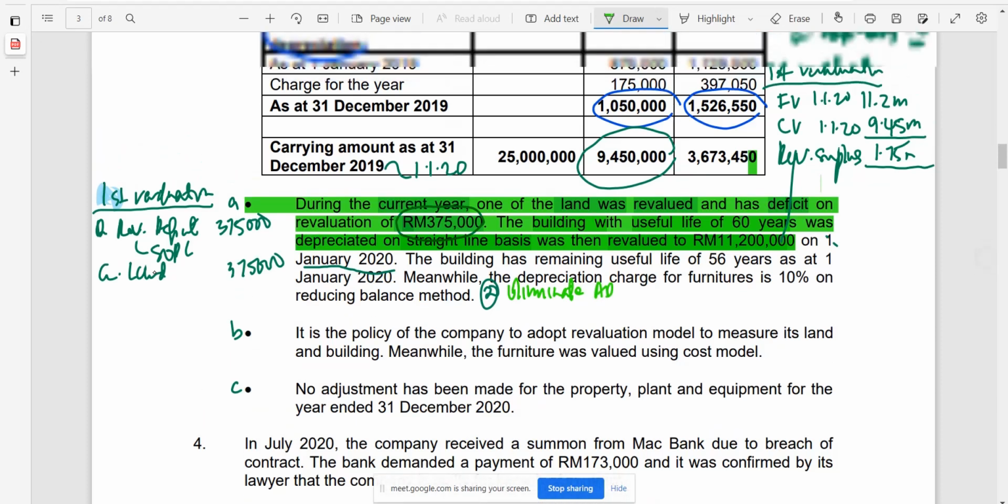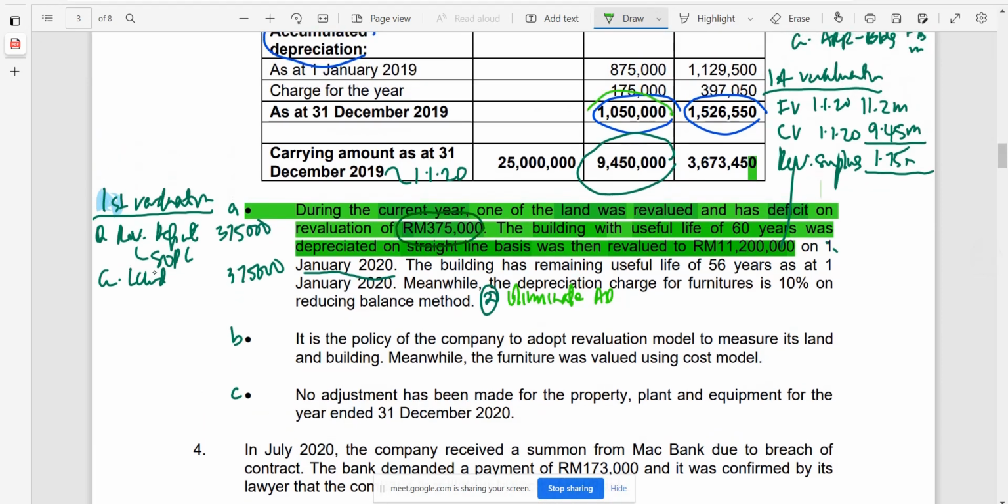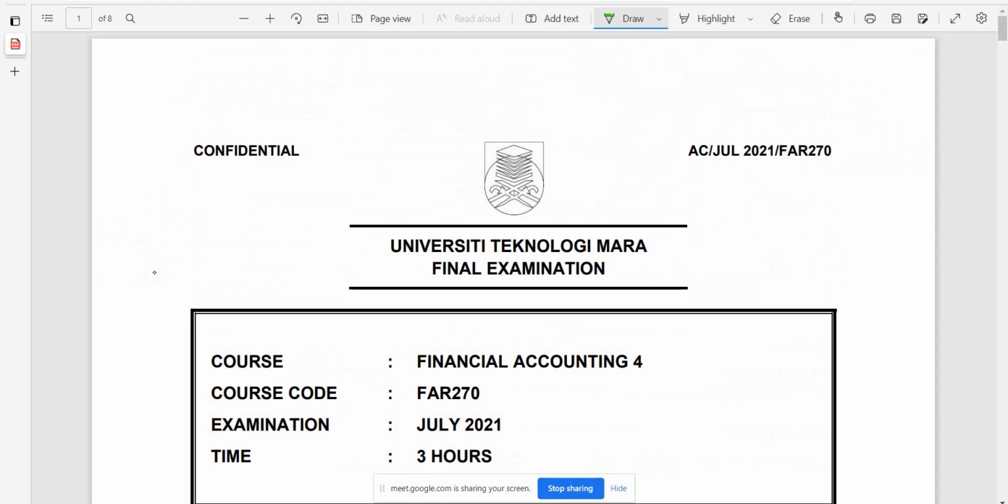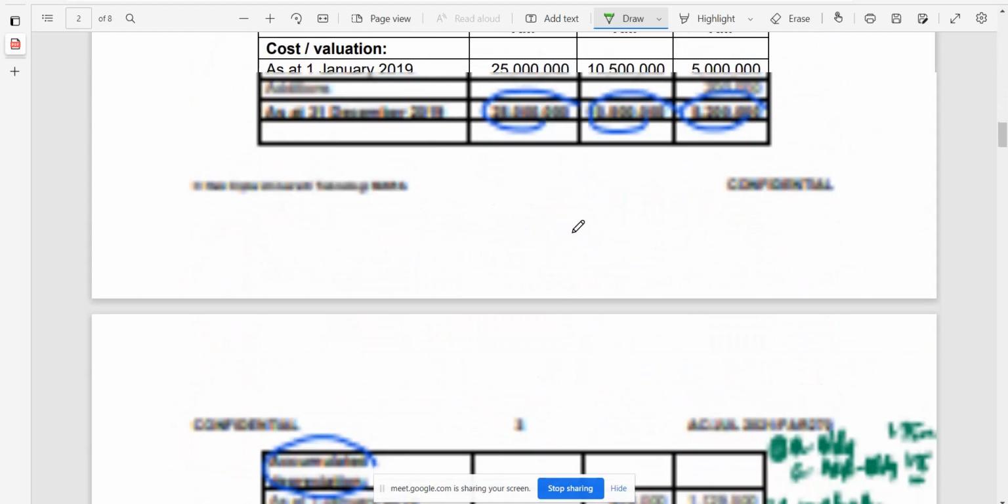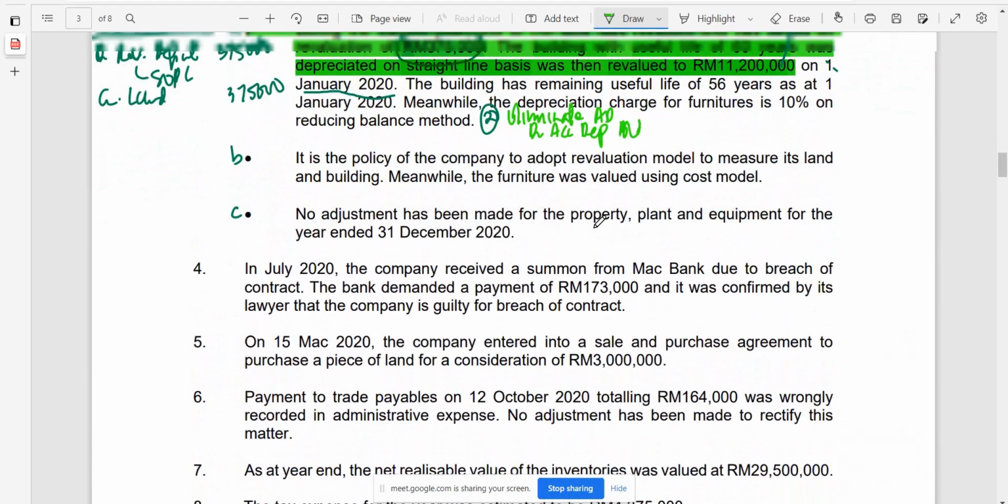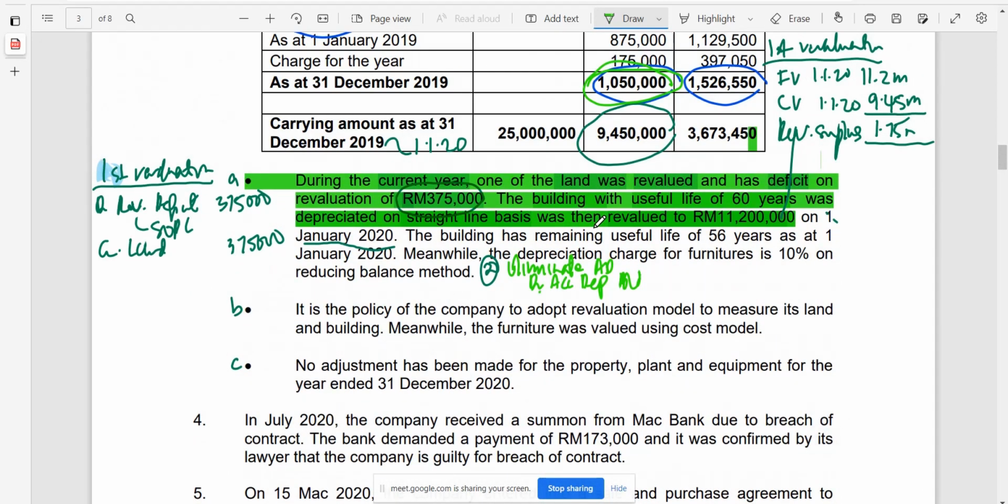What is the accumulated depreciation of the asset before revaluation? This one, 1,050 of the building. So to eliminate, you will debit accumulated depreciation of building and credit the building itself, 1.05 million.